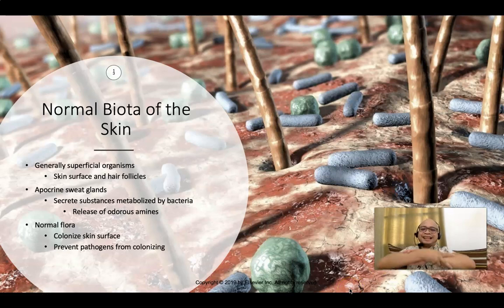So let's talk about the normal microbiota of the skin. These are generally superficial organisms found on the skin surface and even in between the hair follicles. The apocrine sweat gland will actually secrete substances metabolized by bacteria. Because of the presence of bacteria in the skin, when bacteria come into contact with our sweat, they will release odorous amines. In other words, yung amoy putok, anghit in Tagalog. So that's actually an odorous amine.